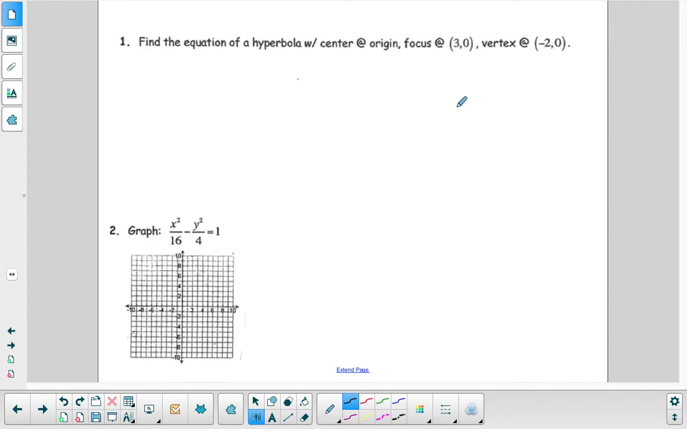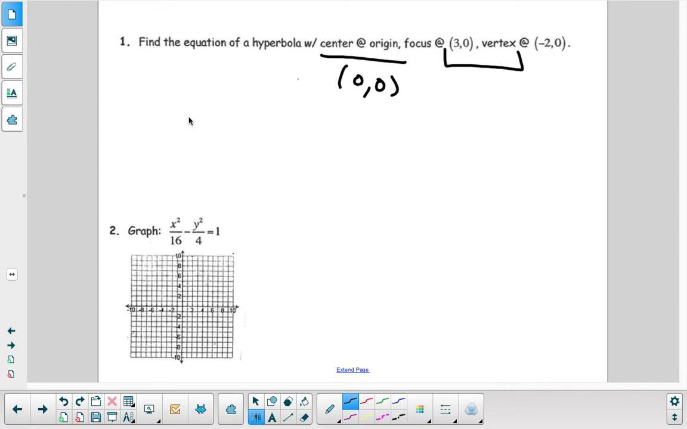But here we have an example where we have a hyperbola with center at the origin. So center is 0, 0. Focus is 3, 0. I don't know why I did that. We don't need it. And then a vertex is at negative 2, 0. Be careful. These are not attached to each other because the center's in between them.